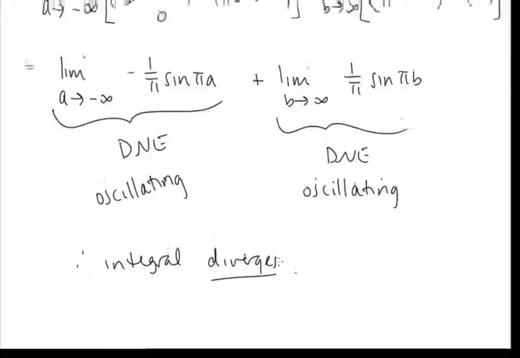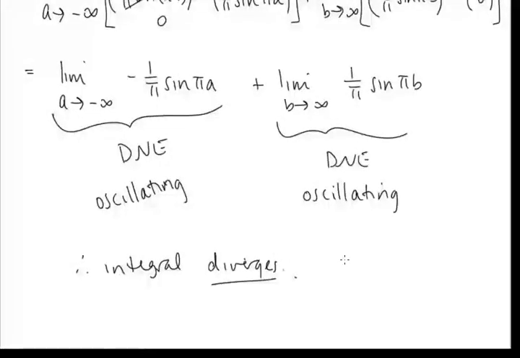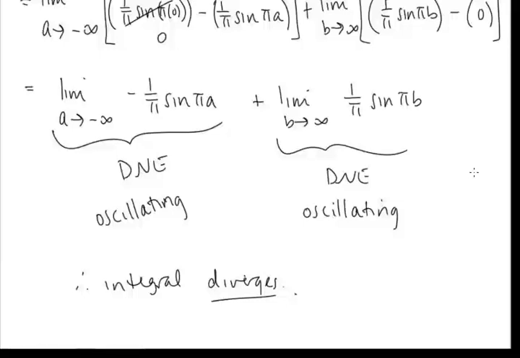Remember we said that if the improper integral has a finite number, then we would say the integral converges. If it doesn't, then it diverges. So in this case, we're not saying that it's an infinite area. What we're saying is that this area computation does not exist because of oscillating behavior.